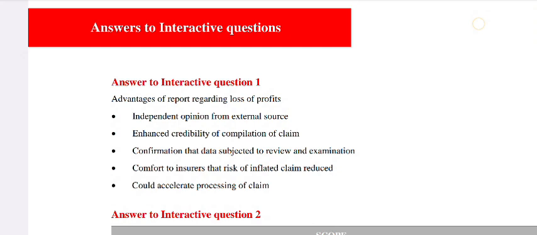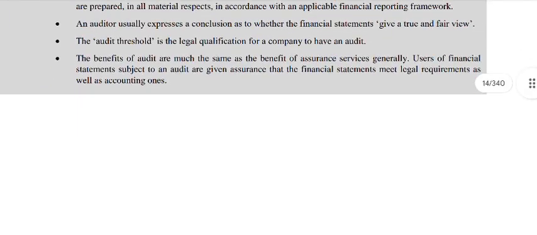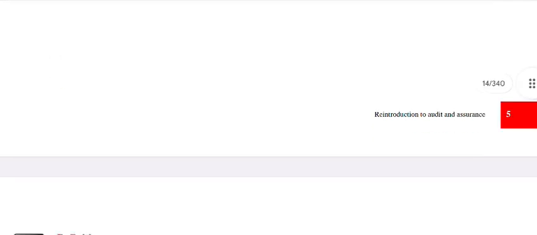The audit threshold is the legal qualification for a company to have an audit. The benefits of audit are much the same as the benefits of assurance services generally. Users of financial statements subject to an audit are given assurance that the financial statements meet legal requirements as well as accounting ones.